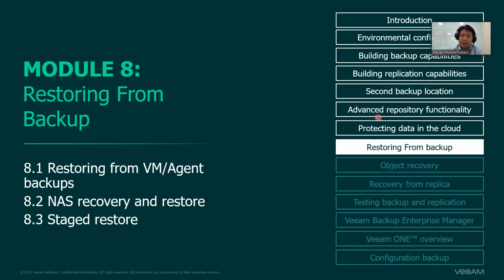So these are some of the terms that you need to be careful, especially when they ask in the exam. Okay, and they do have the capacity tier and archive tier, which can actually help you to cover the 3-2-1 rule compliances. And lastly, we do cover about protecting data in the cloud.